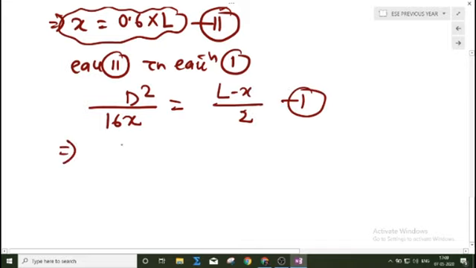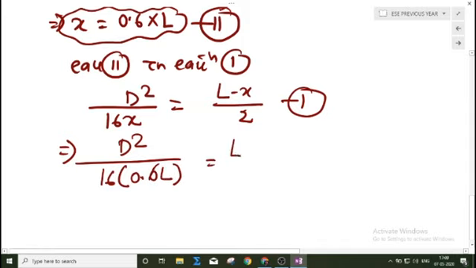So now if you put this, how much is this? This is d square divided by 16 into x. X is how much? It is 0.6L. Okay, will be equal to L minus 0.6L divided by 2.